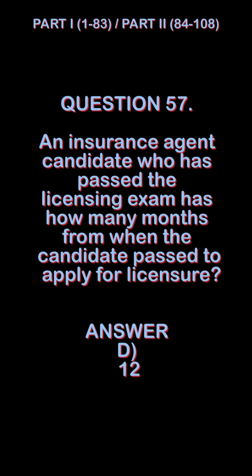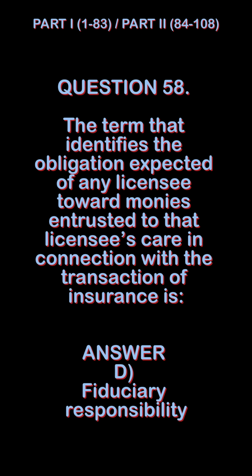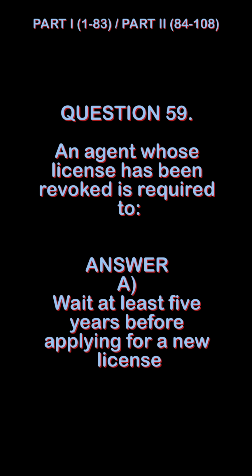Question 57. An insurance agent candidate who has passed the licensing exam has how many months from when the candidate passed to apply for licensure? Answer D. 12. Question 58. The term that identifies the obligation expected of any licensee toward monies entrusted to that licensee's care in connection with the transaction of insurance is. Answer D. Fiduciary responsibility.